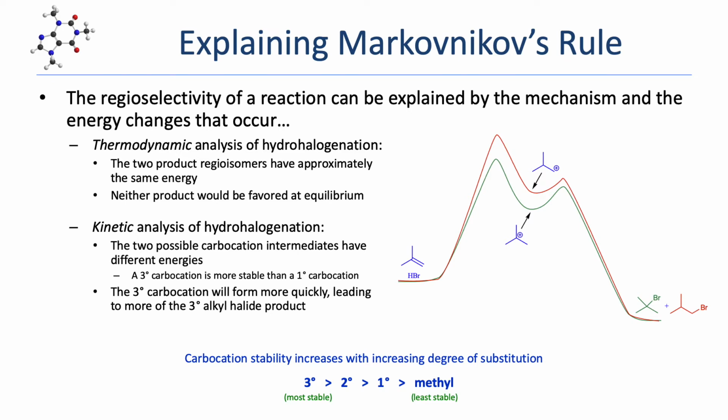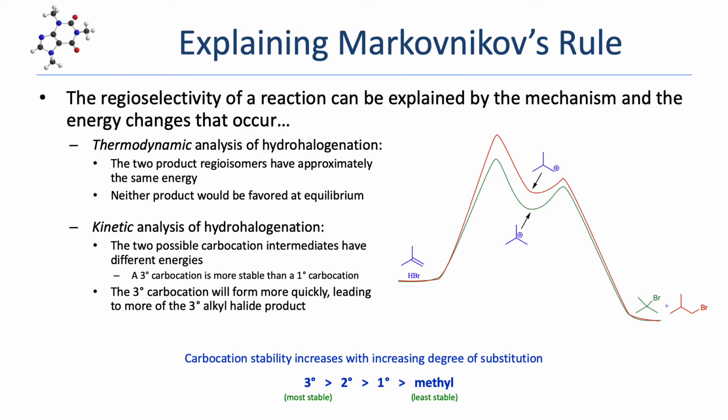But why does hydrohalogenation exhibit this form of regioselectivity? Just about any aspect of a reaction can be explained if we look at the reaction mechanism and the energy changes that occurred during the reaction. Let's first analyze hydrohalogenation thermodynamically. Here we have a free energy diagram of that same hydrohalogenation using 2-methylpropene and HBr.